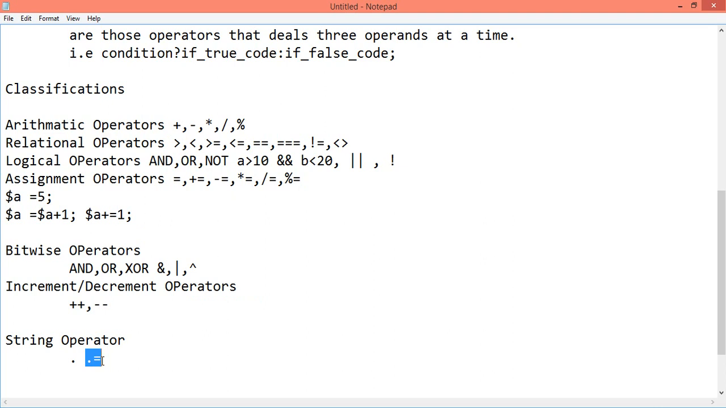So that's all for today. In the next lecture I will demonstrate with examples how you can use these operators and how these operators function and give the result and impact on the program.